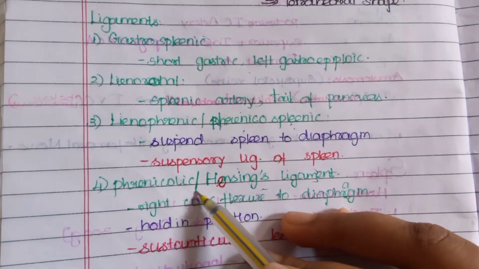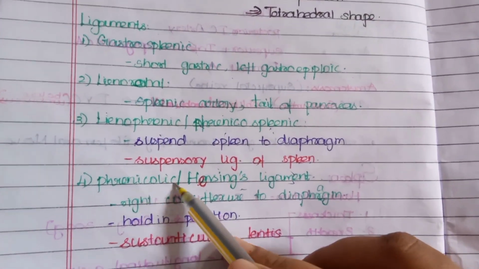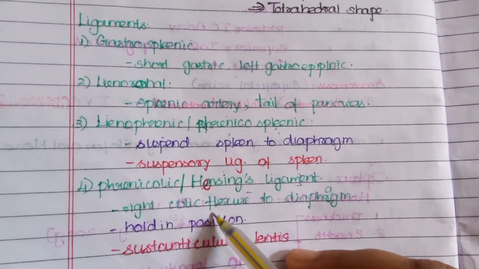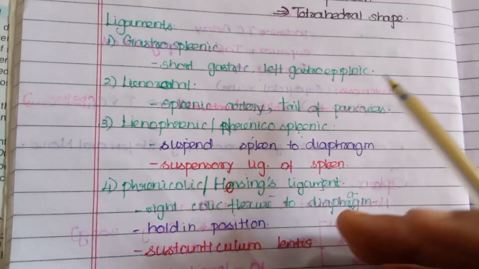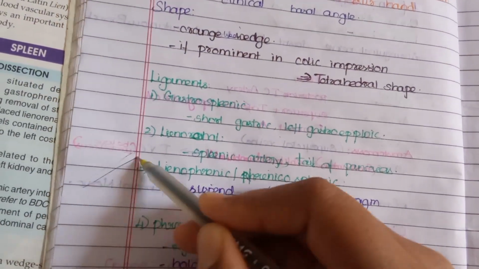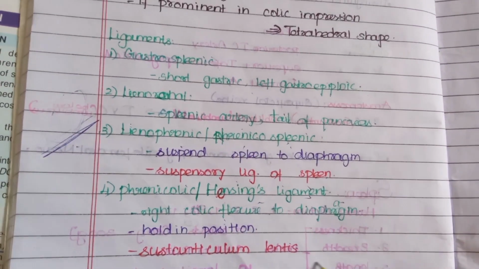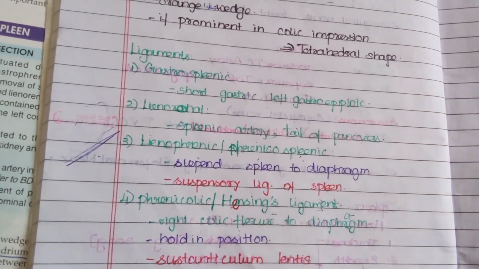See here, phrenicocolic: diaphragm to colon. So from the right colic flexure to the diaphragm it will be there like this, slanting. Over it the spleen lies. So it is called the sustentaculum lienis.